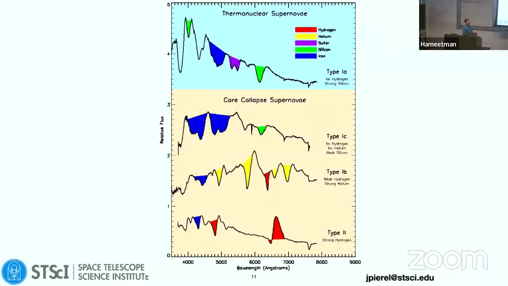So I'm going to end up talking mostly about that Type Ia side because that's what I do, but we've been observing lots of core collapse supernovae, as you'd imagine. I have some extra slides on that, if I have time or you have questions about it. I'm happy to move into that at the end here.